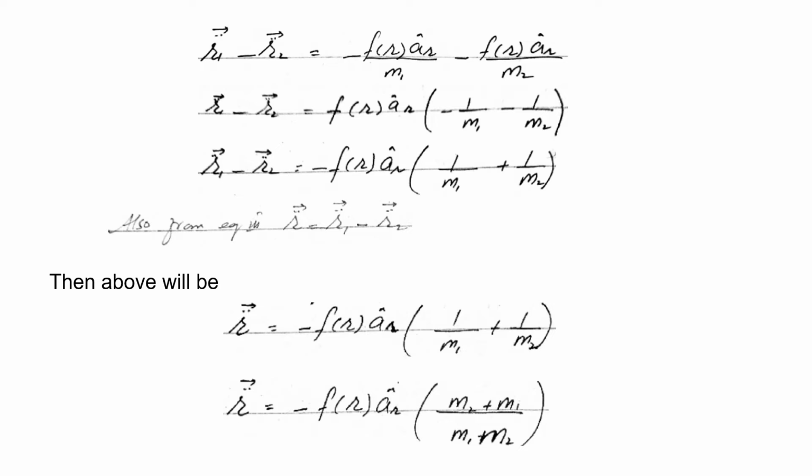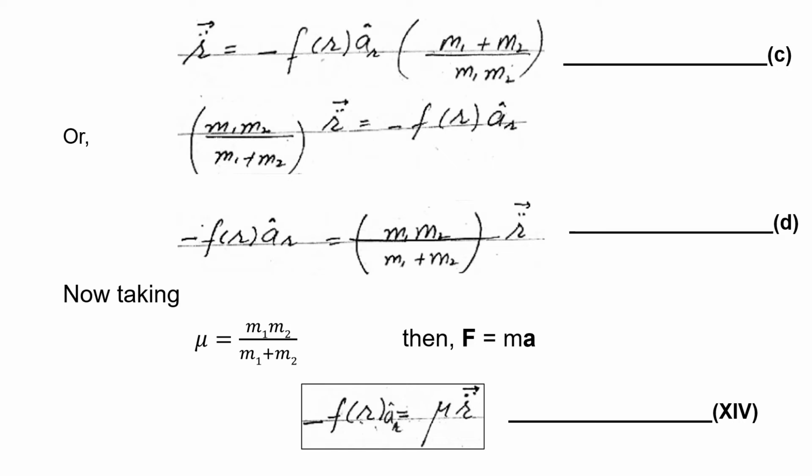R double dot is equal to minus f of r, r unit vector, into m2 plus m1 over m1 m2. Then m1 m2 over m1 plus m2 r double dot is equal to minus f of r, r unit vector. We have cross multiplied the equation, that is equation C. Then minus f of r, r unit vector is equal to m1 m2 over m1 plus m2 r double dot, that is equation D.